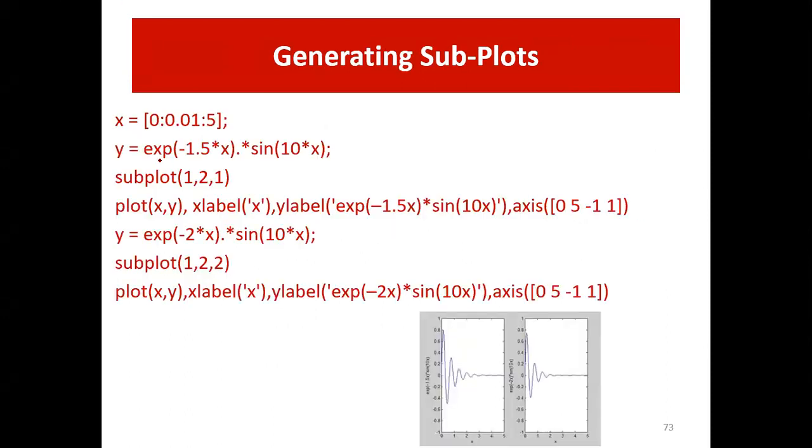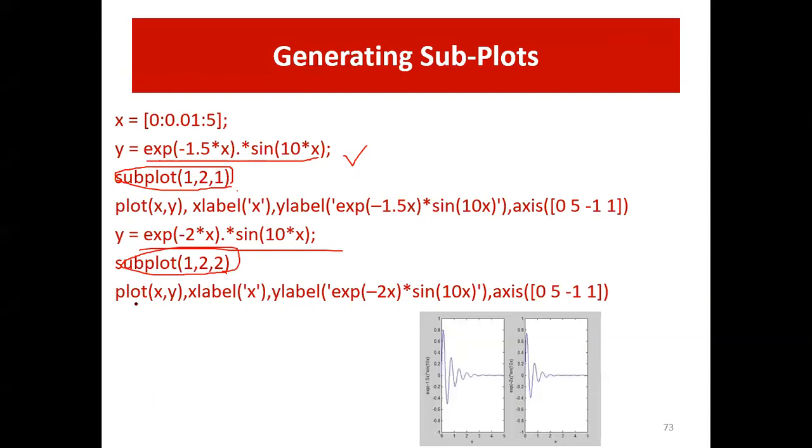So here we have two equations. One equation is this, another equation is this. From the equation, exponent of minus x multiplied with sine of 10 power x. Then the subplot we want to mention. We are going to split it into 1 row and 2 columns. So this we want to display in the first one. Again the subplot is the first row, second image in the second column.